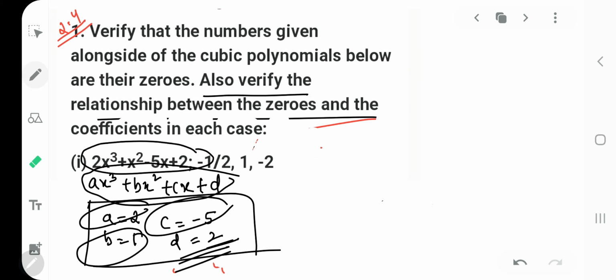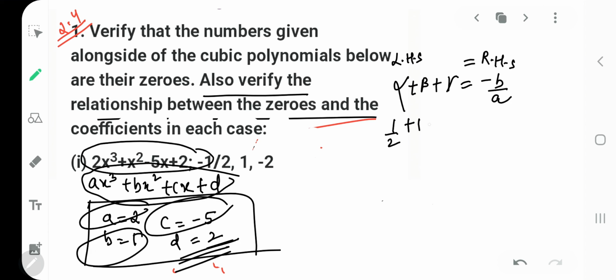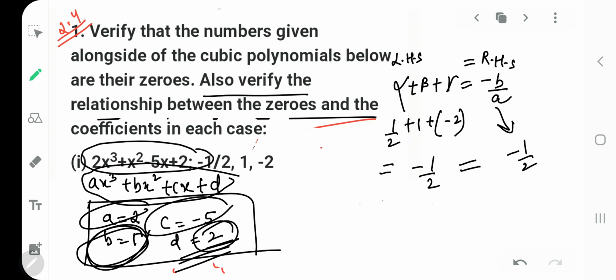I said alpha plus beta plus gamma is equal to minus b upon a. So let me check if my LHS is equal to RHS. Alpha value is half plus beta is 1 plus gamma is minus 2. So once I solve this, I'll get minus 1 upon 2. Let me check the right hand side, minus b upon a: b is 1, a is 2. So we have minus 1 upon 2. So both are equal. Hence the relationship is verified.